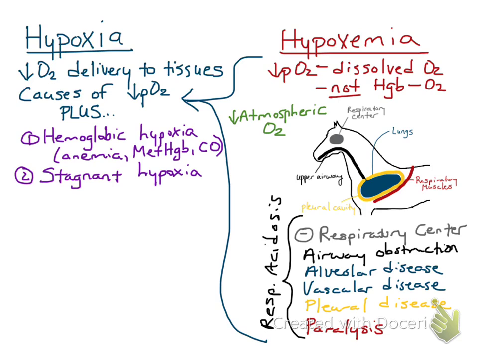Another cause of hypoxia is stagnant hypoxia, and this is when there's decreased oxygen delivery to the tissues because of poor blood circulation. So this can occur with either shock or infarcts.